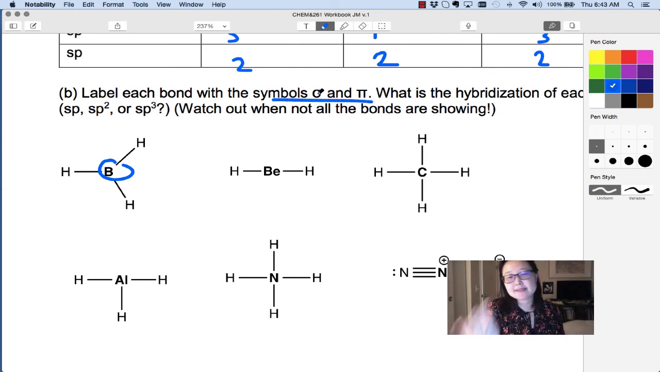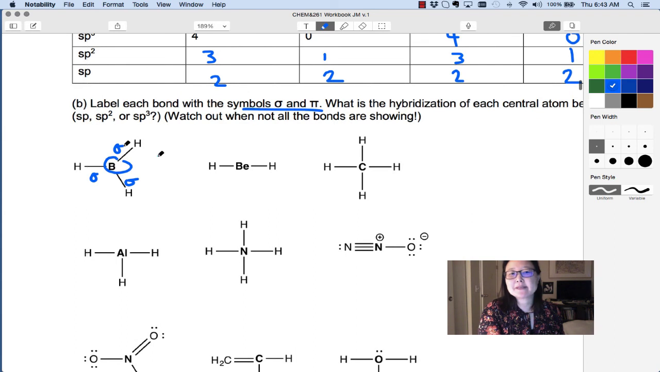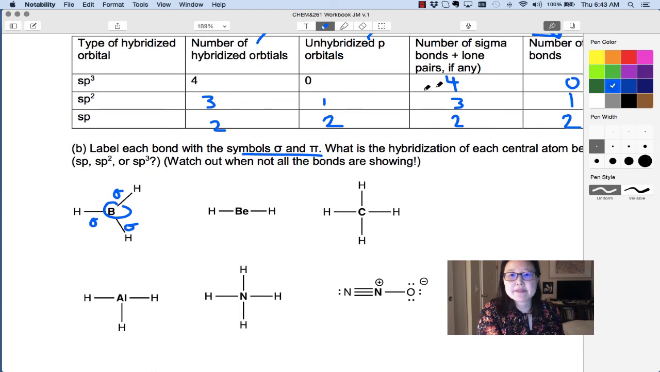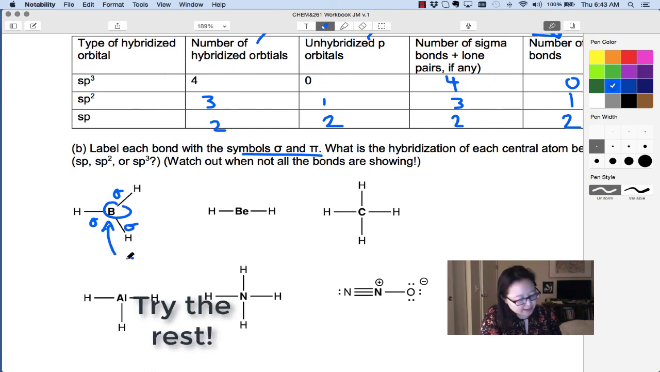Think of sigma as single bonds. So I've got sigma, sigma, sigma. From there, I want to look at how many sigma bonds there are, 3. So that's likely to be 3 sp2 orbitals. So these are sp2, sp2, sp2. Okay, so that means there's an unhybridized p orbital potentially in there. All right, so keep that in mind for later. But for now, we can just say, oh, that guy is sp2.